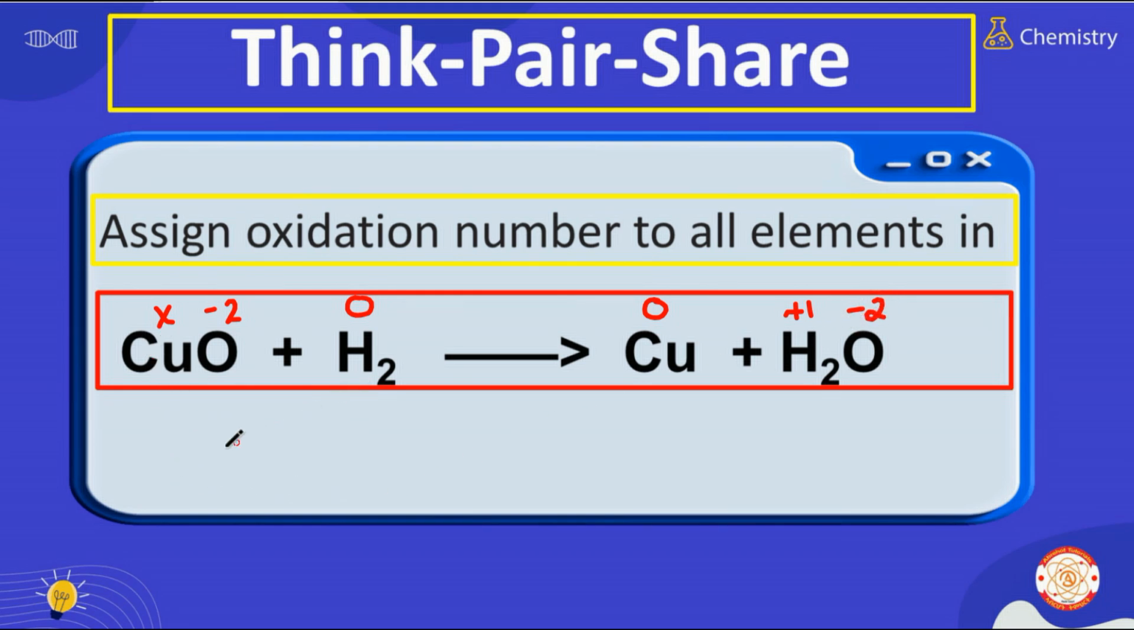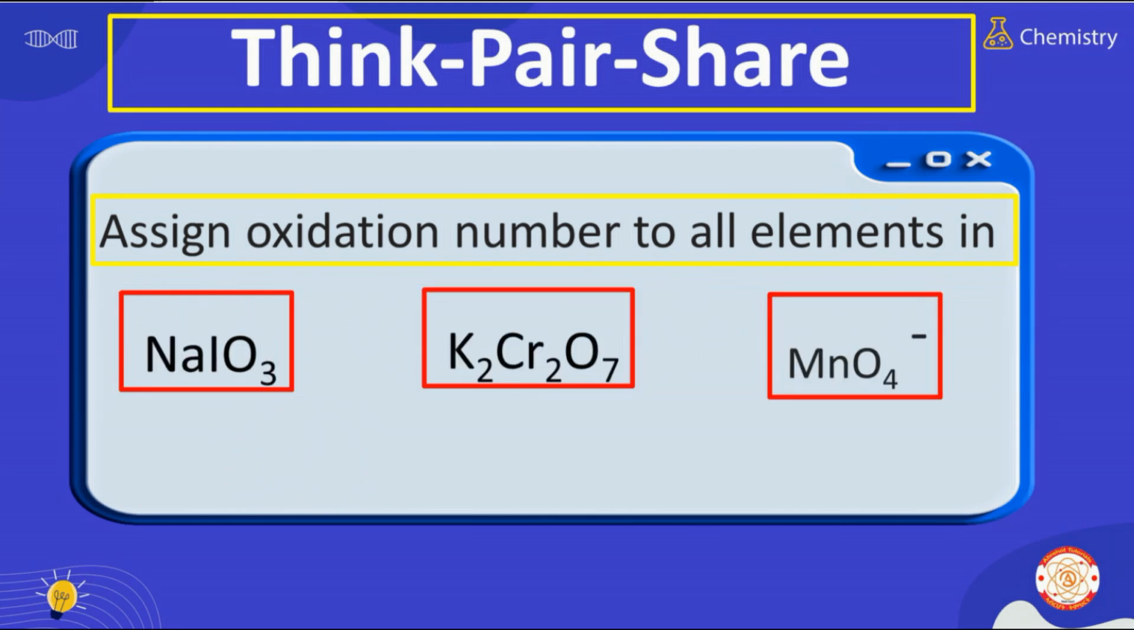So let us calculate the oxidation state of copper in copper oxide. X minus 2 equals 0 because the sum of the oxidation states of all atoms in a neutral compound should always be 0. Therefore, X equals +2. So this is how you assign oxidation numbers to elements. Let us assign oxidation numbers to all elements in each of these.